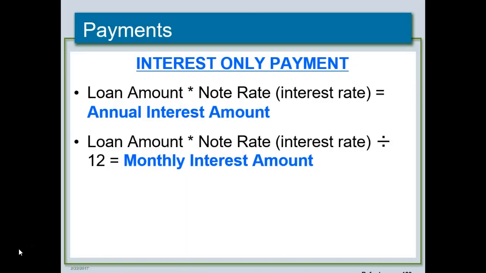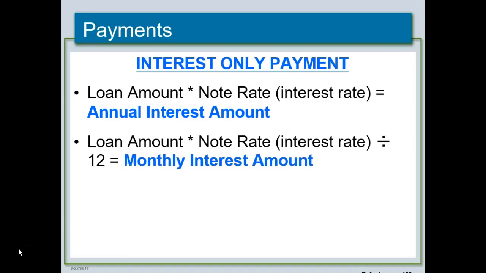So here we go. We're going to go ahead and start with calculating payments. It's going to start easier and it's going to get harder. Calculating payments. Now, the first one I'm going to show you how to do is how to calculate what's called the interest-only payment.